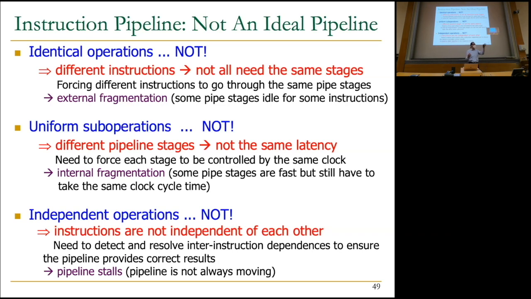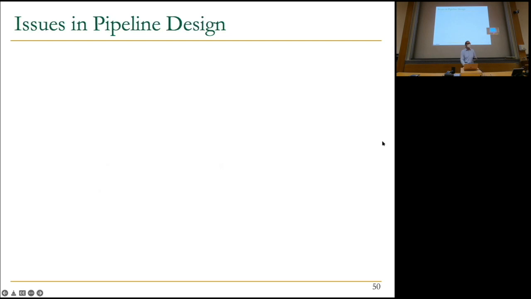As a result, an instruction needs a result from an earlier instruction, meaning an earlier instruction in the pipeline, but that earlier instruction did not write its result yet. So this instruction needs to wait, meaning you need to stall the pipeline for some amount of time. Okay, so these are the issues in pipeline design, basically.